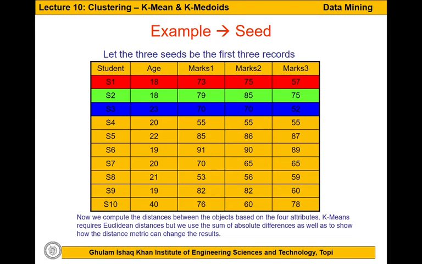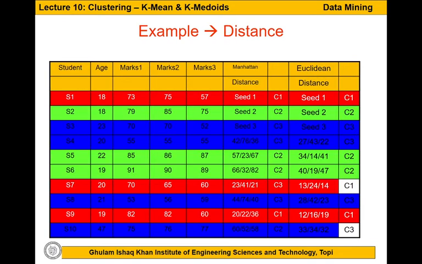To show you the influence of the distance measure, I'll be computing the distance using both Manhattan distance and Euclidean distance. You will see how changing the distance measure changes the complete dynamics of the clustering. Now if you see here, you won't be able to understand it directly, so let me explain it to you.